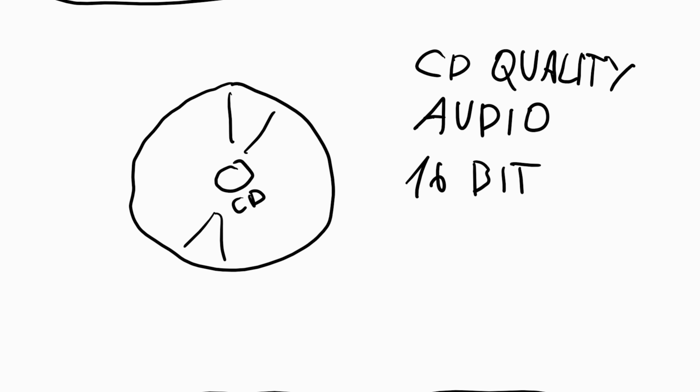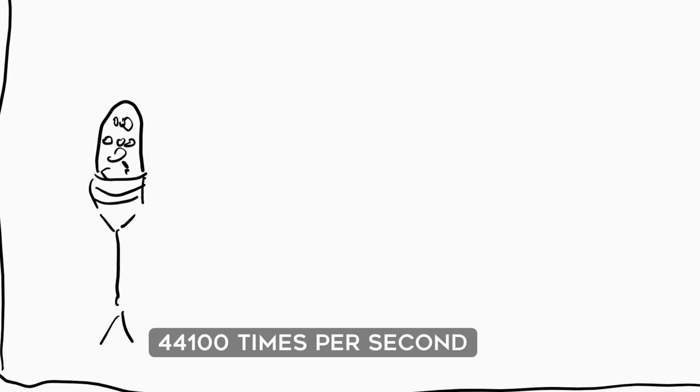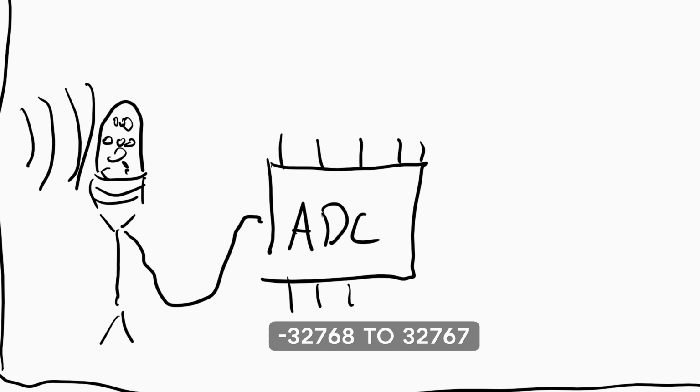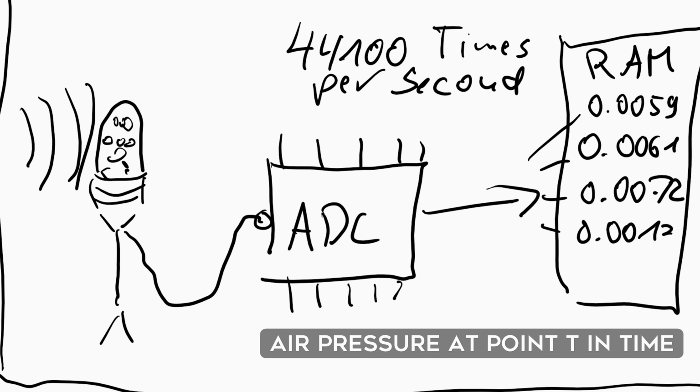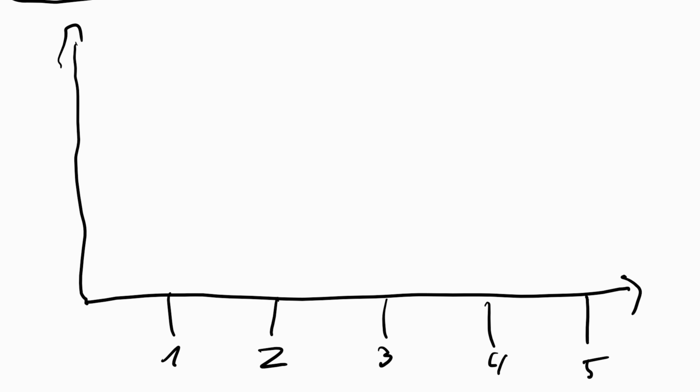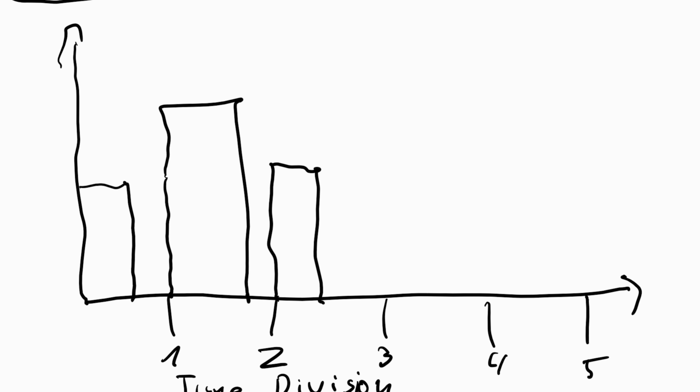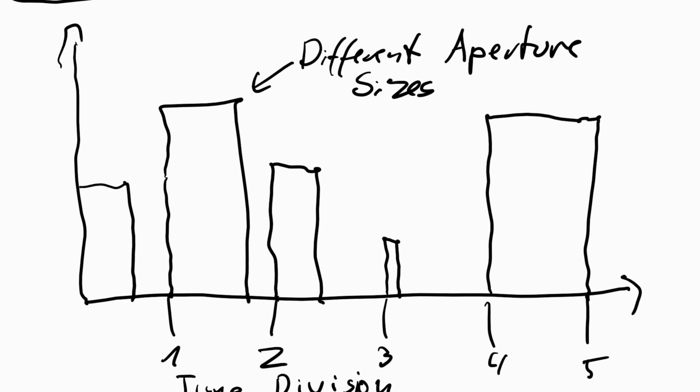Let's assume we're working at CD quality audio, that is 16-bit depth and 44.1 kHz in frequency. This means we're measuring voltage 44,100 times per second, and the resulting numbers can range from negative 32,768 to positive 32,767, representing positive and negative air pressure, or 0 for no changes at all. There are some finer details to consider here, like aperture size or the length of the time we measure voltage, but for now this information should suffice.